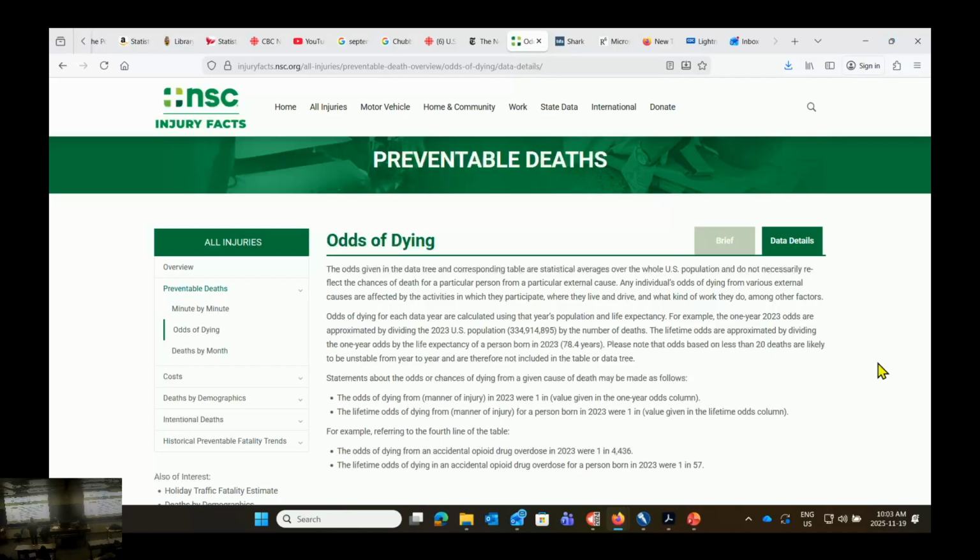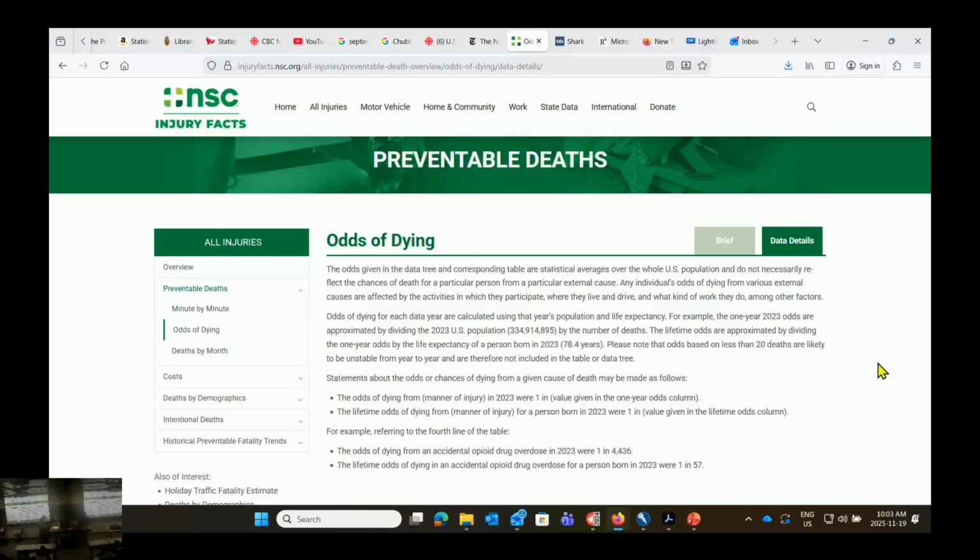So basically what they did was they took the 2023 U.S. population of about 335 million, and they worked with the life expectancy of a person, 78.4 years, and then they took the single year odds based on tables of death. And so these were lifetime odds that they were giving you.